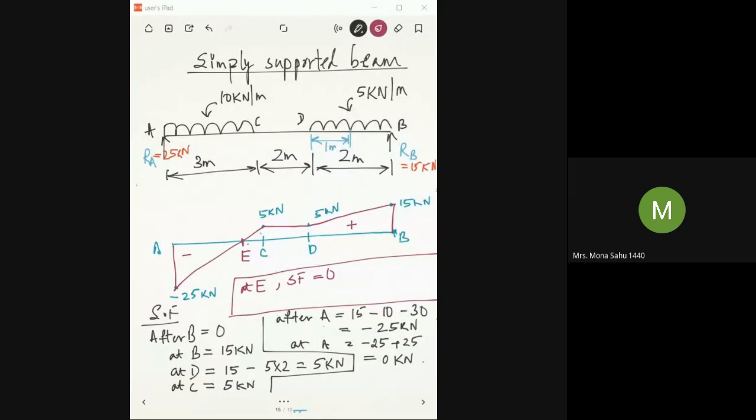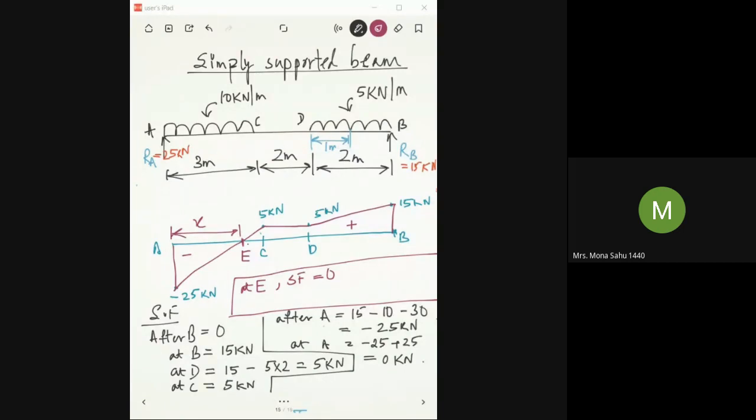So the shear force is equal to 0. You need to calculate the distance. I'm going to take this distance as X, and we're going to find out what X is. The shear force at E is equal to 0.